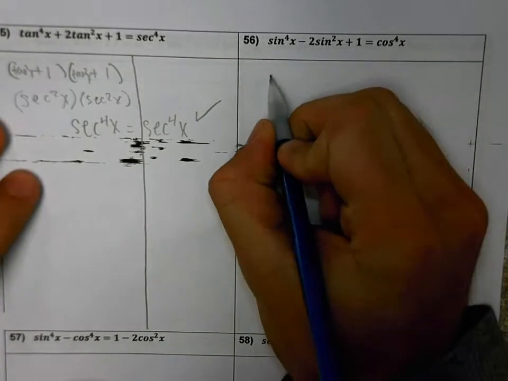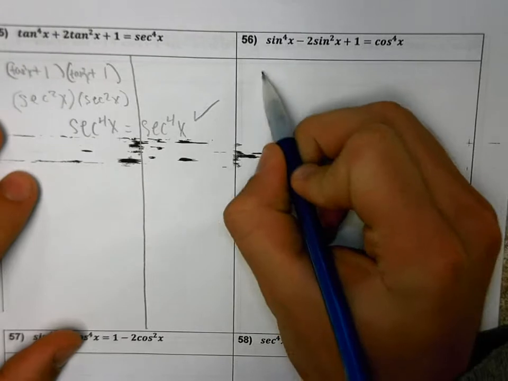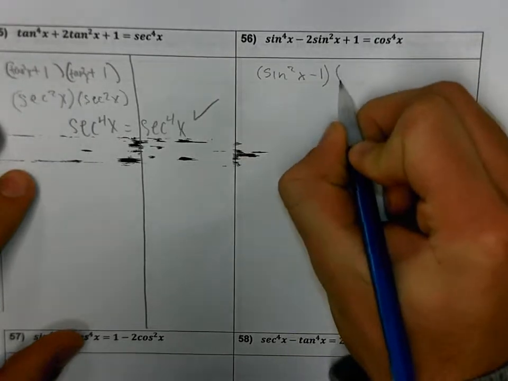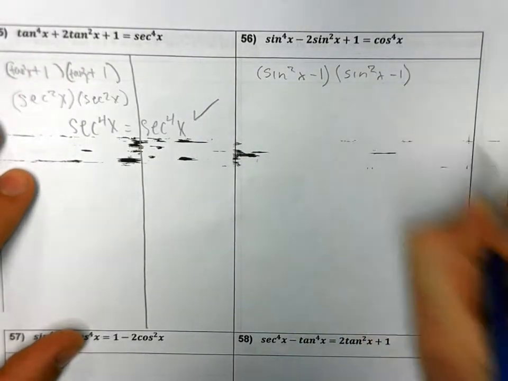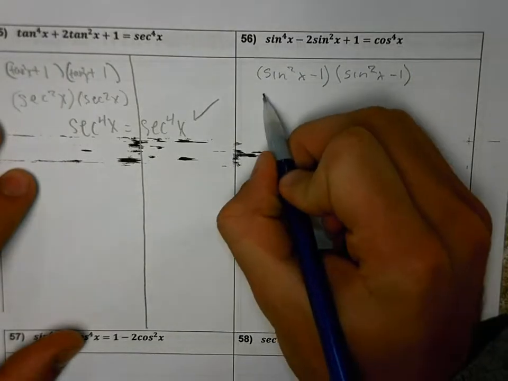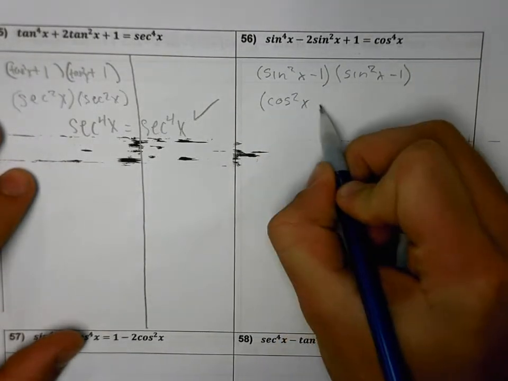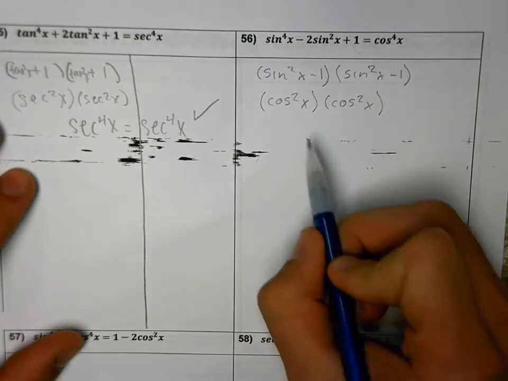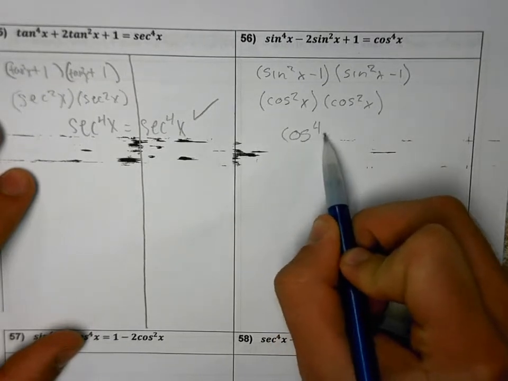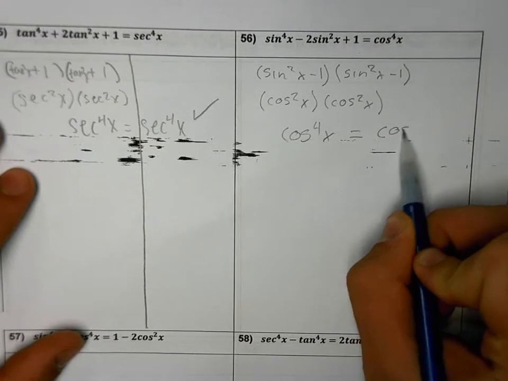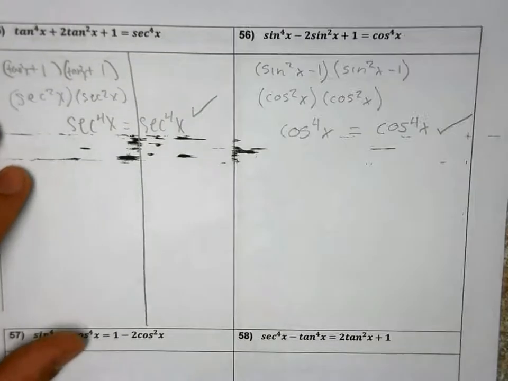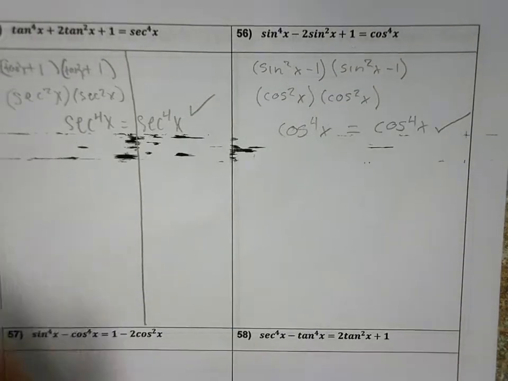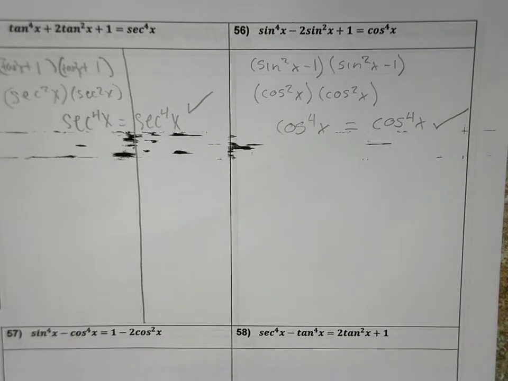56. Begin. Alright, so this is kind of similar to 55. You want to factor out. You get sine squared x minus 1 times sine squared x minus 1. And now both those are identities, and they turn into cosine squared x. And then you just multiply them and you get the answer. Any questions? That's good. Good job, fellas. Factor, multiply, done. Next crew.